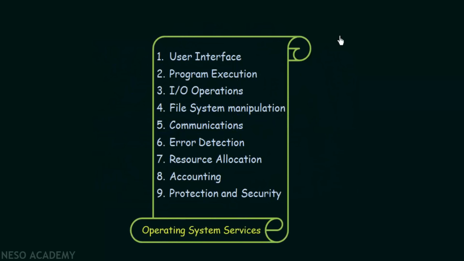So those were the important system services provided by the operating system. Let us take a quick recap of all the points that we discussed. We discussed user interface, program execution, input-output operations, file system manipulation, communications, error detection, resource allocation, accounting, protection, and security. So these are the operating system services that are provided by almost every operating system that we have.